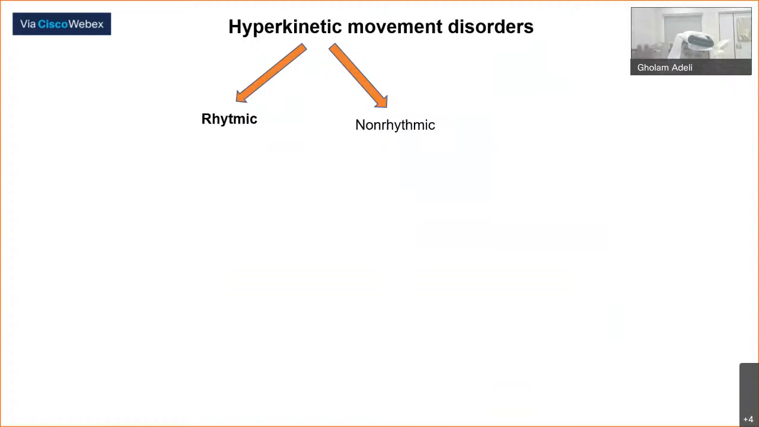Rhythmic means both parts of the movement are equal, like flexor-extensor or pronator-supinator, or the head moving back and forth. If it is rhythmic, that's easy. You're dealing with tremor. It's totally different. So if it's non-rhythmic, then the first question I will throw in is: is it sustained?